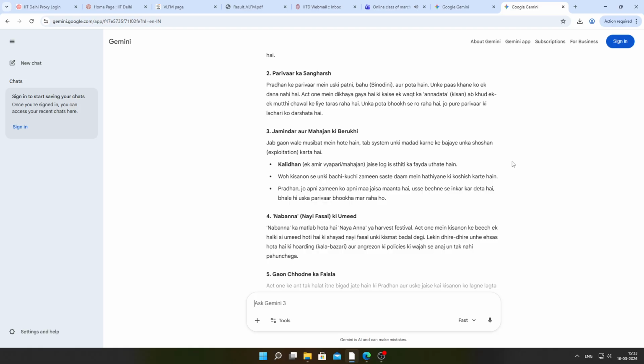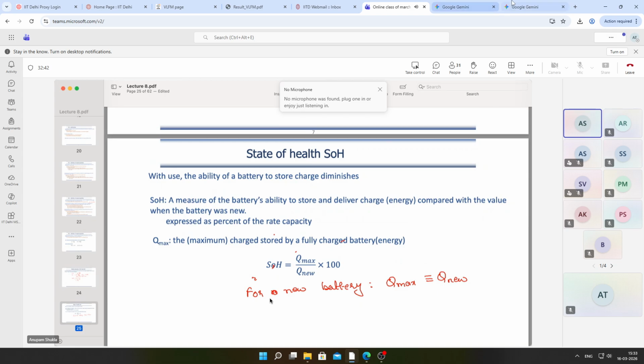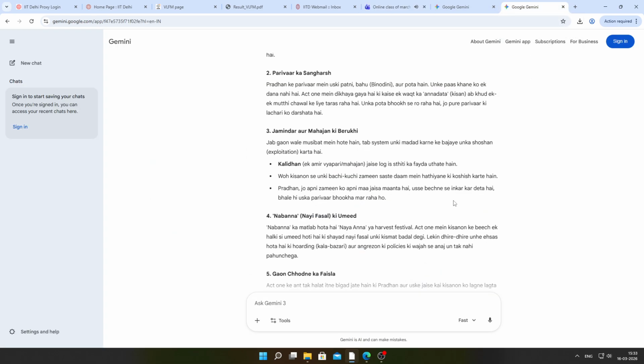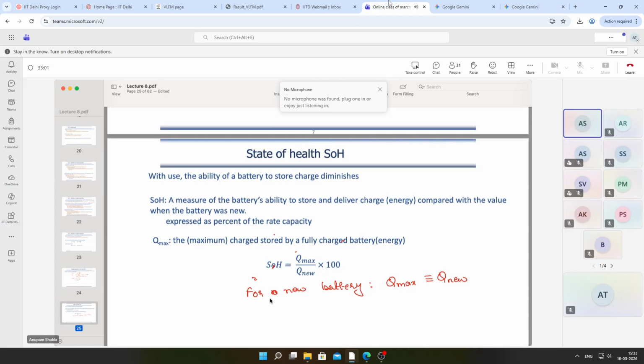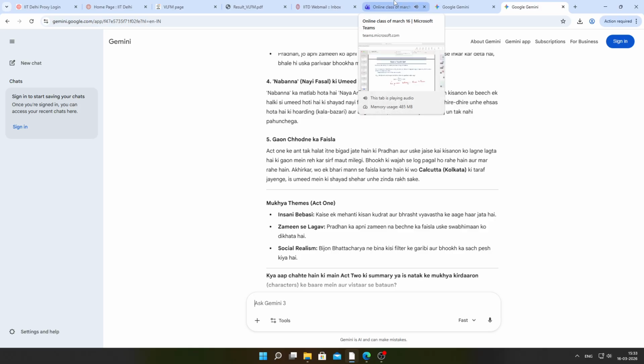And then we did some simple problems. And then we defined state of health, which is essentially a quantitative parameter, again in percentage terms, quantifying the maximum amount of charge that a cell can hold now as compared to the maximum value when the cell was new. Okay, so this is something that we did at the end of the class.